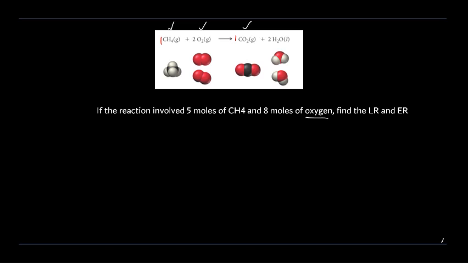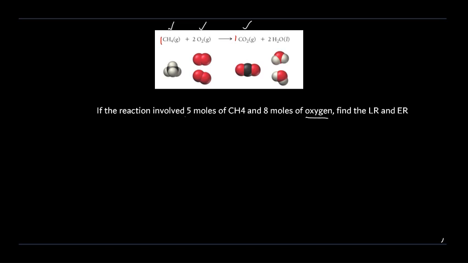In this equation, CH4 plus 2O2 gives CO2 plus 2H2O. If the reaction involves 5 moles of methane and 8 moles of oxygen, find the limiting and excess reagent. What we have to do here is first find how many moles of one of the products is forming from each given number of moles. Then we will see which one gives the smaller number of moles of product. That is going to be our limiting reagent, and the other one is going to be our excess reagent.